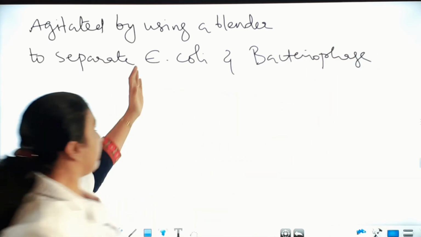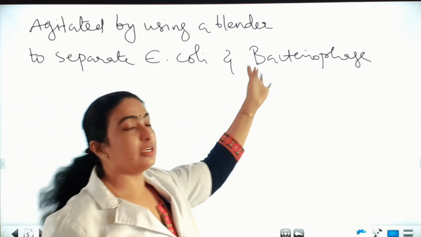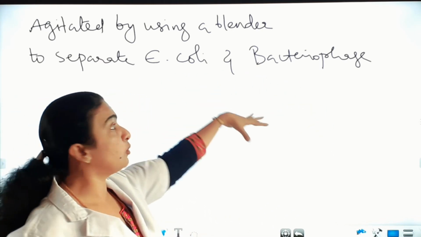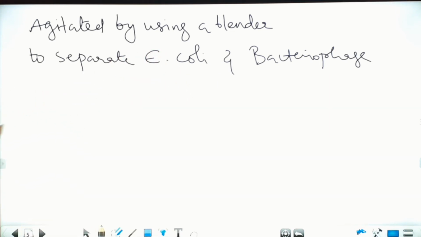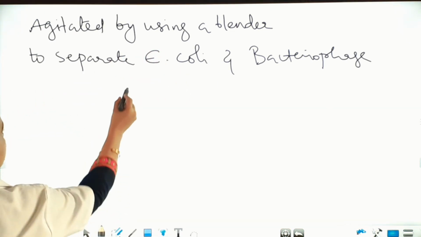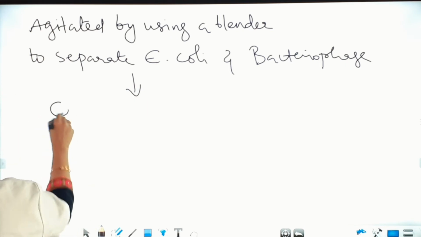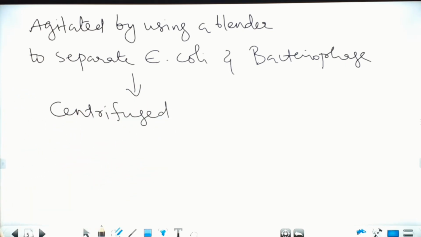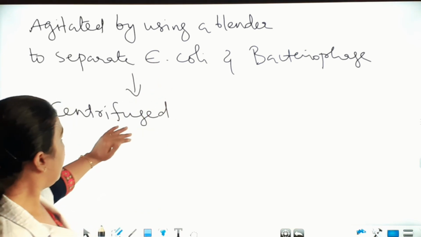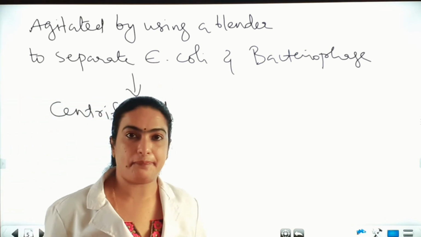So from the infected E. coli we can separate the bacteriophage. We want to separate both. For that purpose there is agitation using a blender. Then it is centrifuged. That is the third step. After blending, it is subjected to centrifugation.